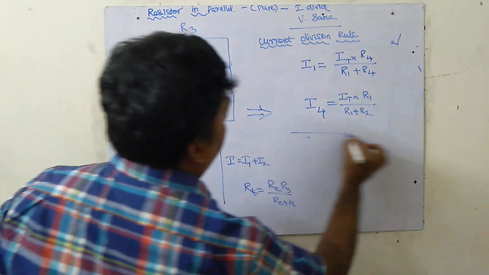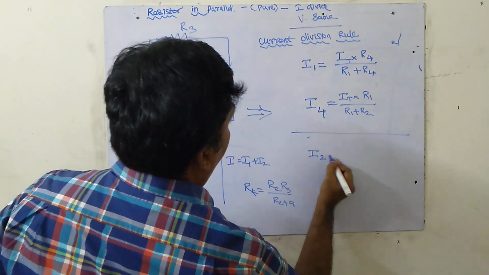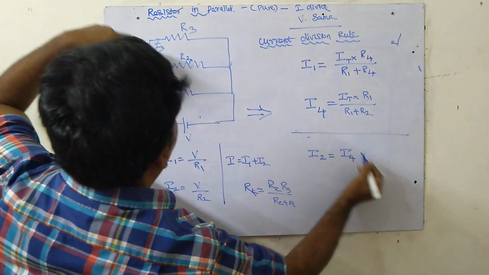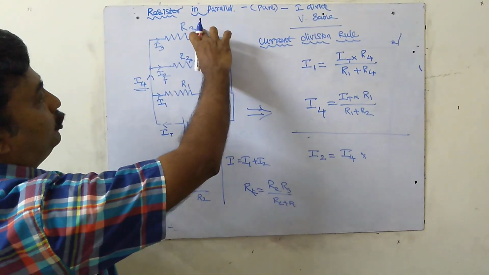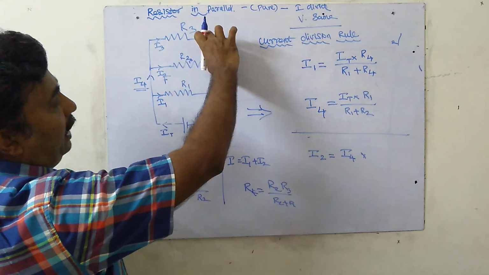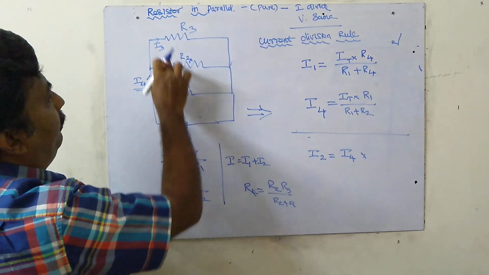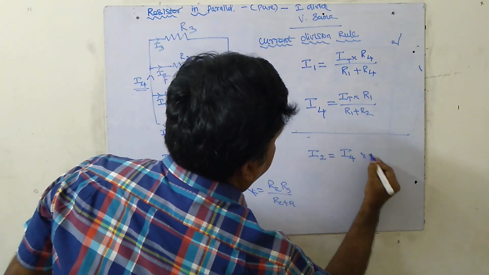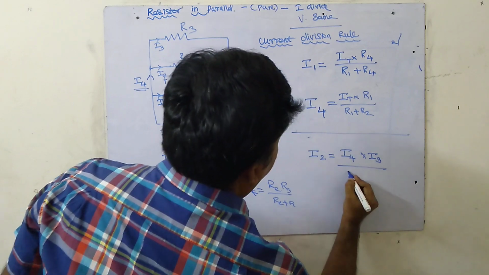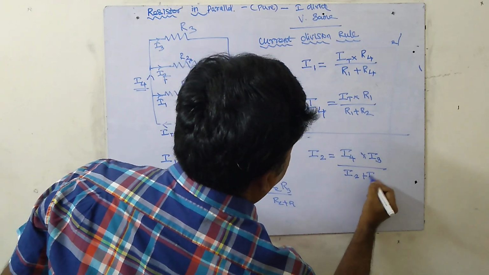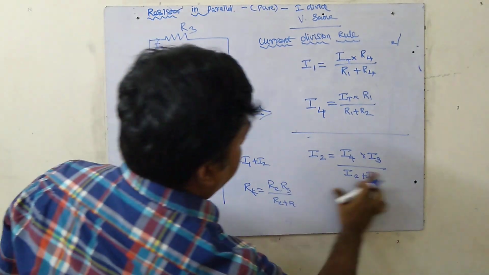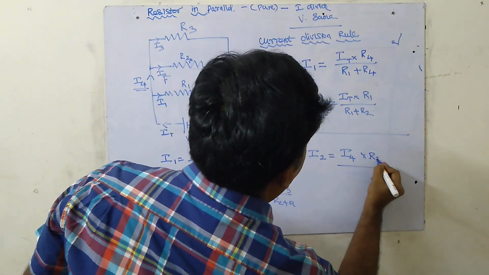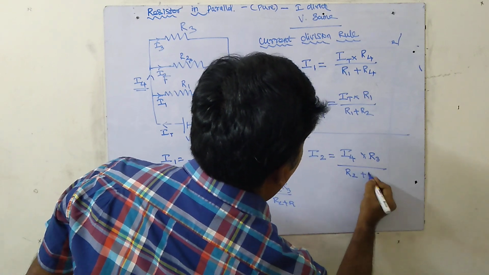So what is the value of I2? I2 equals I total times something. What is I total now? Now the I total is I4. The current is dividing only between these two branches, the rest we have already calculated. This I4 is dividing between I2 and I3. I2 equals I4 into the opposite resistance, R3, divided by R2 plus R3.